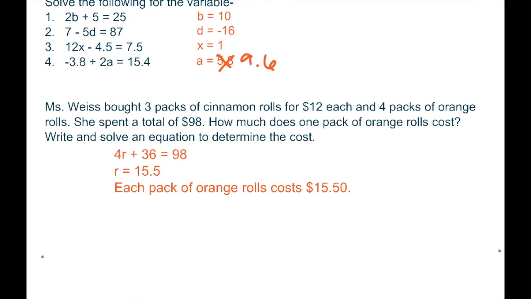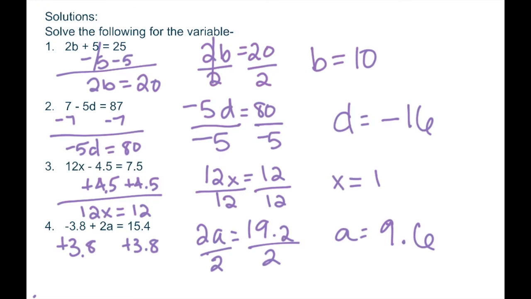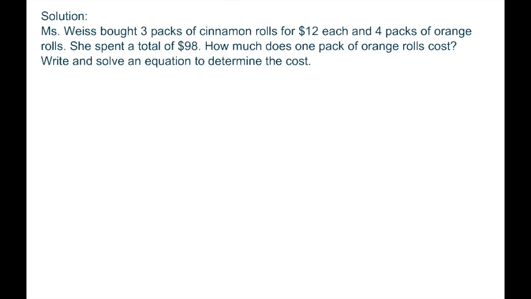It actually looks like I had a typo on our key from before. So number 4 should be 9 6/10. All right, sorry about that. Let's go ahead and look at that word problem together now.